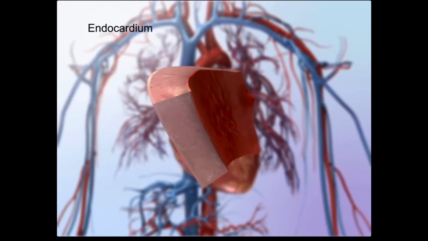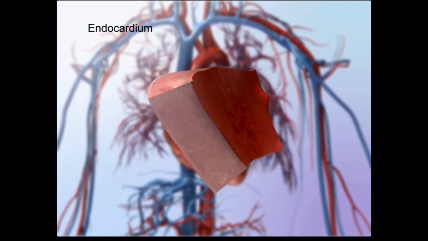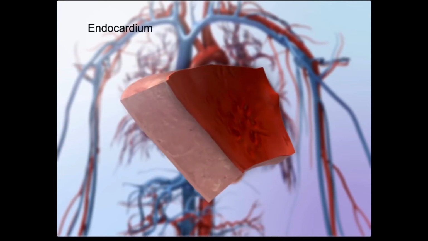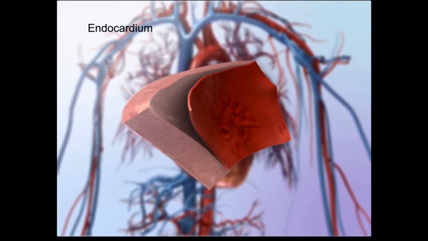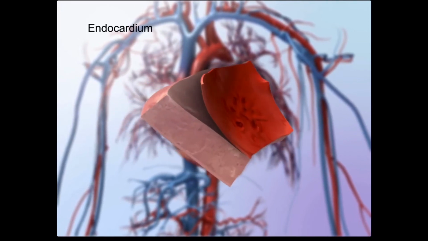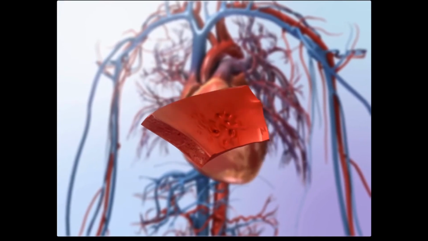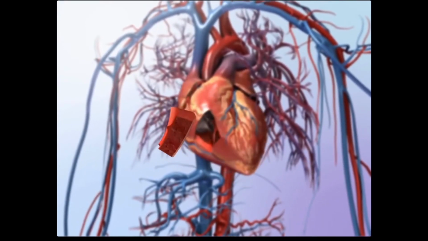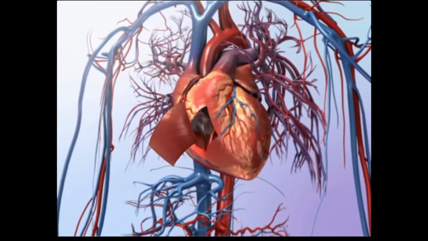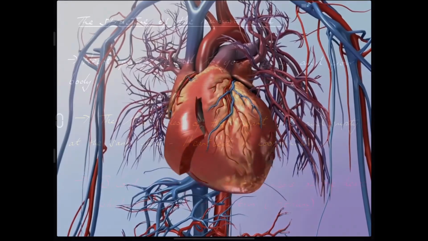Then we come to the inner section of the heart, and this is the endocardium, and this is the inner lining of the heart. Now, you do not need to know these names in detail. However, you do need to know that the heart muscle is cardiac muscle and it has striated muscle inside.